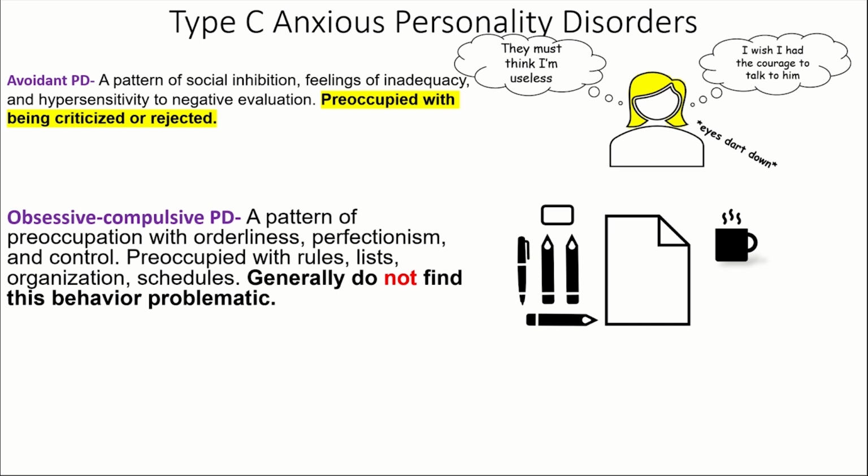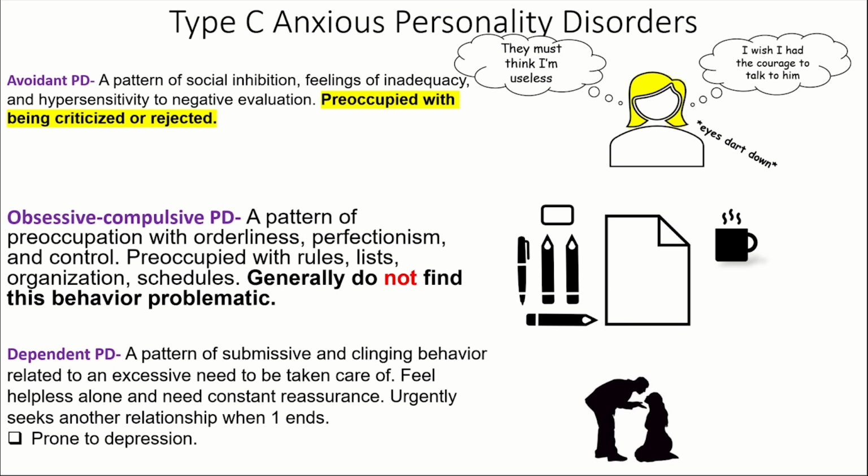And the key distinction between obsessive compulsive personality disorder and OCD, or obsessive compulsive disorder, which we discussed in the last lecture, is that in OCPD, they generally do not find this behavior problematic, and a little science term for you here is egosyntonic. They do not find the behavior problematic, and that's called being egosyntonic. Whereas OCD is egodystonic. They do find the behavior problematic, and it causes them great distress. And remember, like we said in the last lecture, the obsession is the thought, the compulsion is the act.